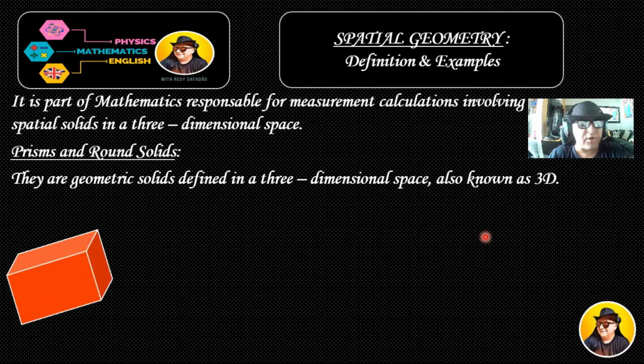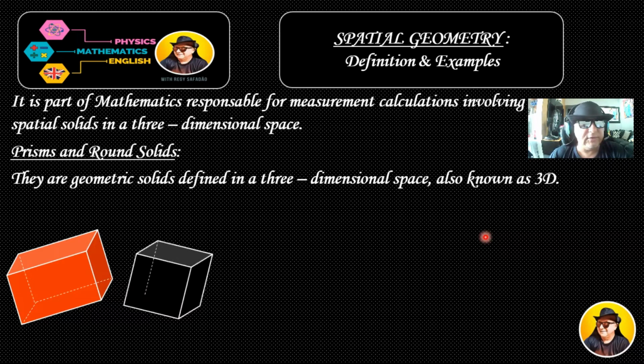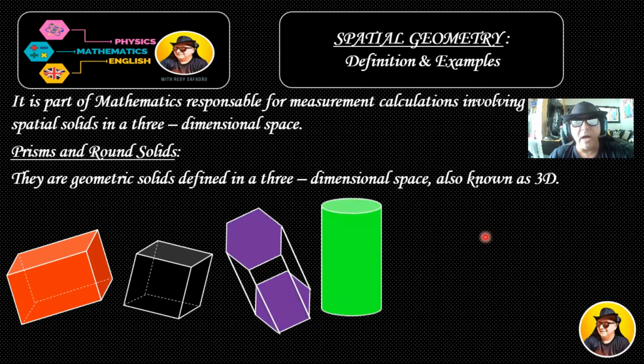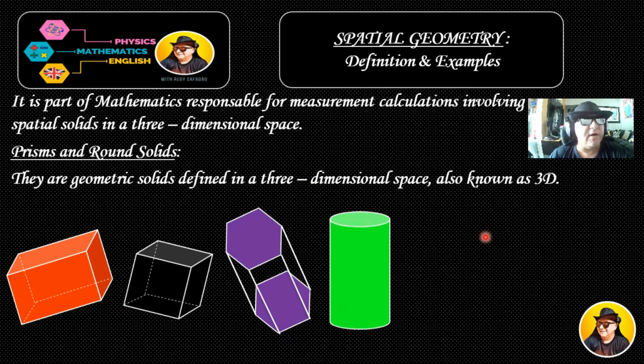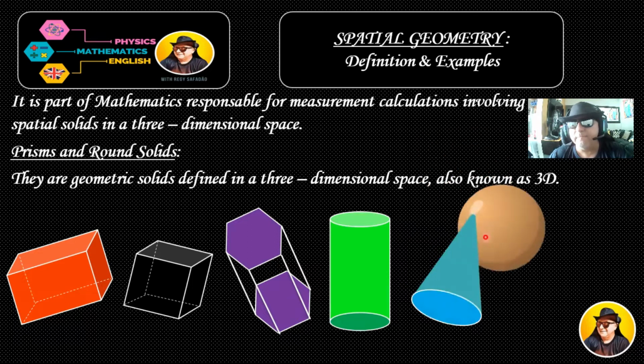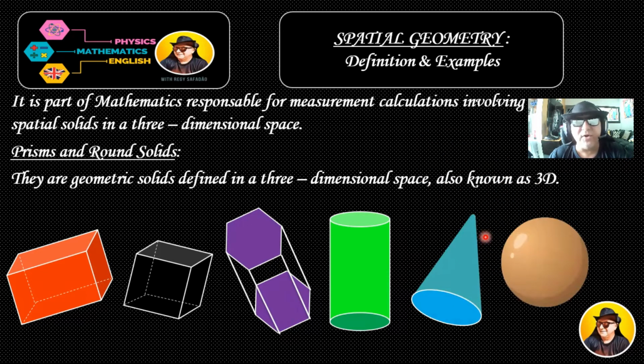Let's see some figures, some solids. The first one, the second one. Then I'm going to tell you the names of them. See? The first three are prisms, and the next three are round solids. All right, let's see their names.